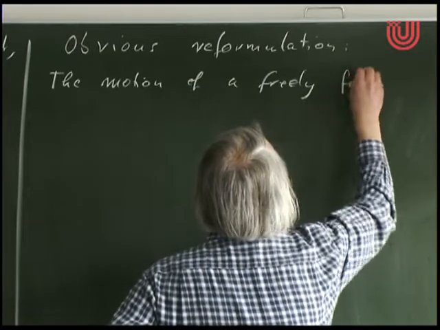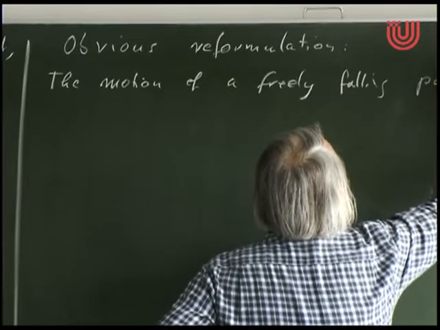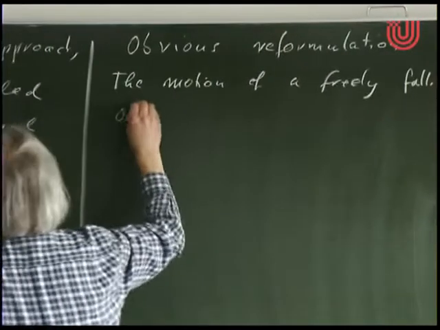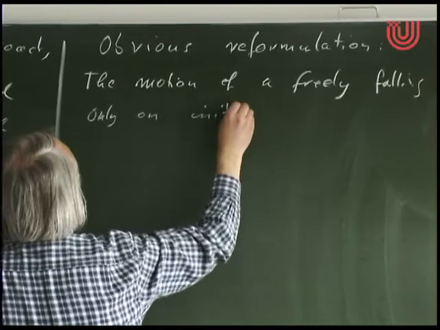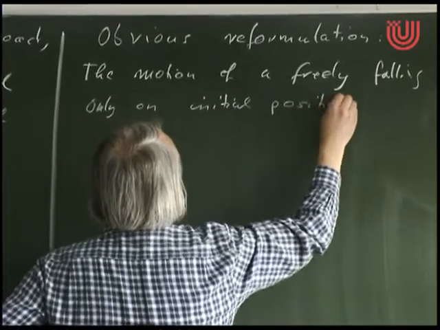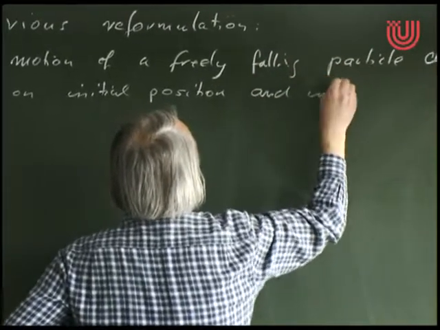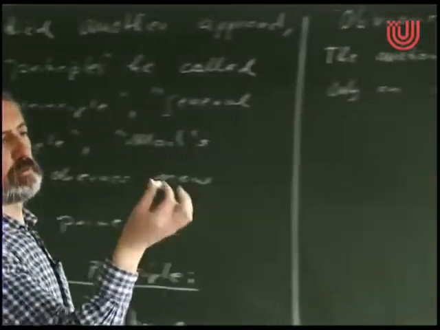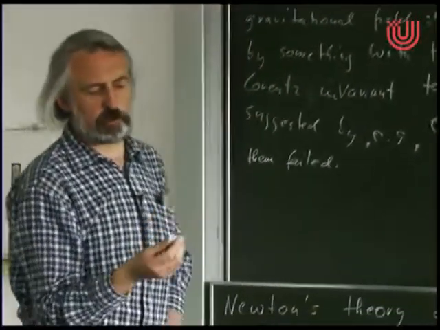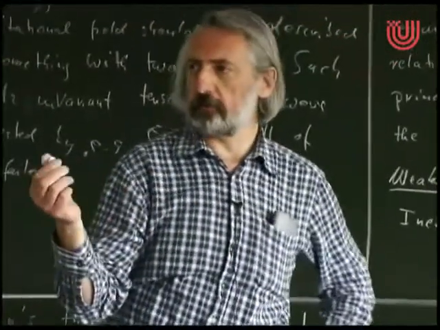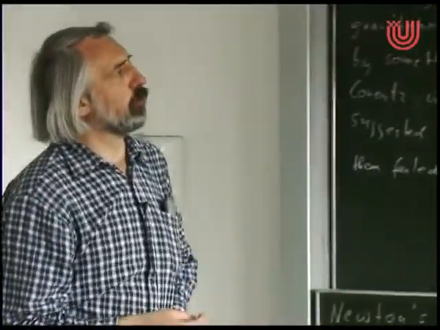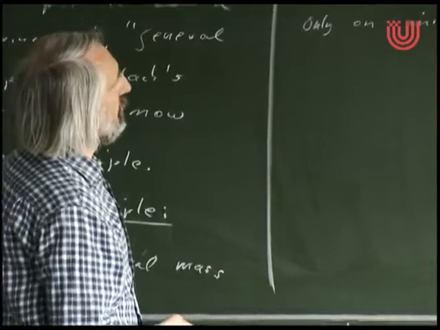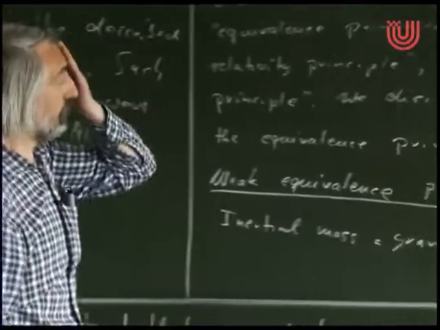The motion of a freely falling particle depends only on initial position and initial velocity. So it does not depend on any particular properties of the bodies. Yeah? If it is made out of chalk or out of butter or whatever, it's always the same motion. So that's another formulation in which you can formulate the weak equivalence principle. So these are equivalent formulations of this.